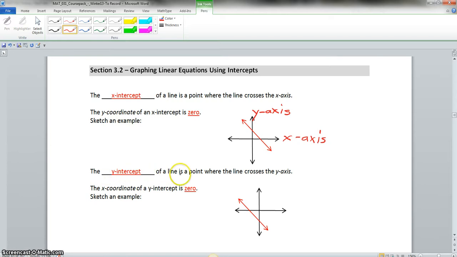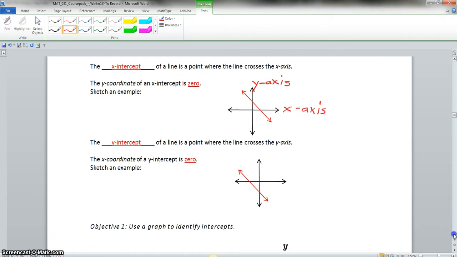Now we go down here to the y-intercept. The y-intercept of a line is a point where the line crosses the y-axis. The x-coordinate of a y-intercept is 0. Again, we look at this line and see where it hits the y-axis. It hits the y-axis down here. So this is where x is 0, and it hits the y-axis, so this is the y-intercept.